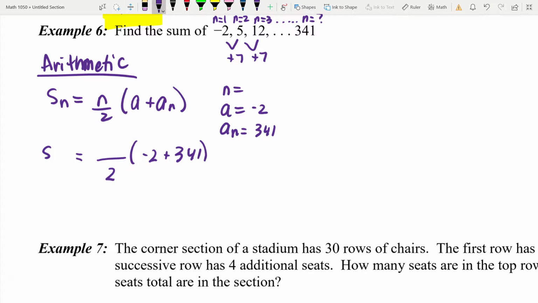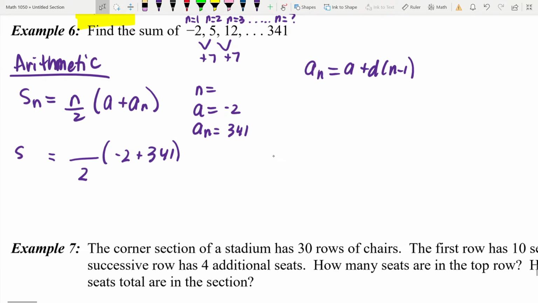What did we do last time? We used the other formula. Yeah, that's what we're going to do. So everybody go, a sub n equals a plus d times n minus 1. I'm going to leave my n as n. That's what I'm trying to find. I got to put something in for a sub n, something in for a, something in for d. So a sub n is your last term, that's 341, is equal to the first term, which is a negative 2, plus the common difference is 7 times n minus 1. Can I now solve that for n?